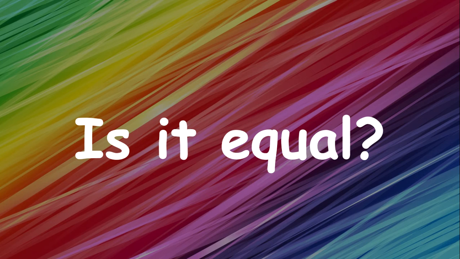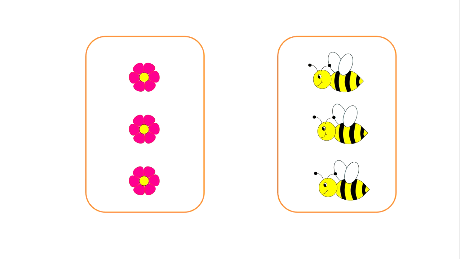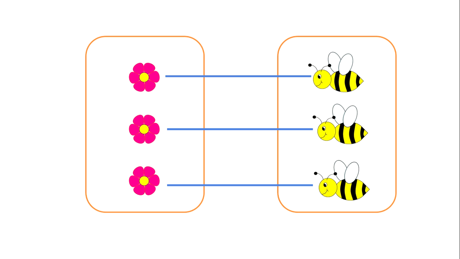Okay? So let's look at these sets. So here I have one set, I have a set of flowers, and here I have a set of bees. We're going to see if it's equal. So I'm going to be matching a flower to a bee to see if they match up to be the same number. Alright, so one flower, one bee, one flower, one bee, one flower, one bee. Does everybody have a partner? Yes, each bee has a partner, each flower has a partner. So is this set equal?